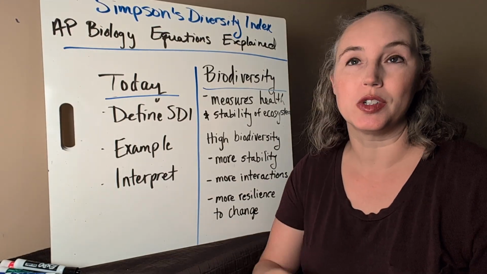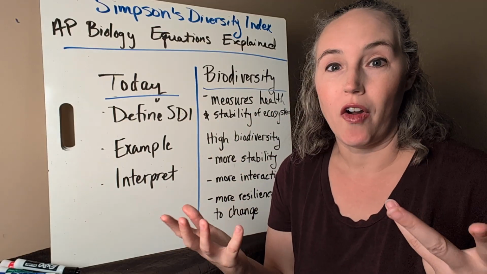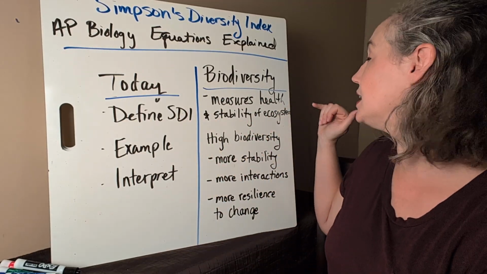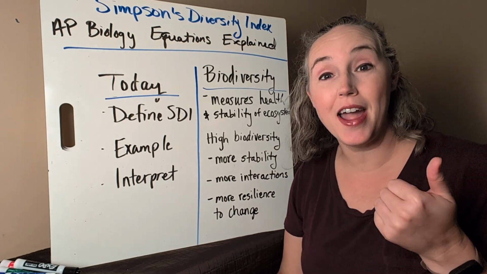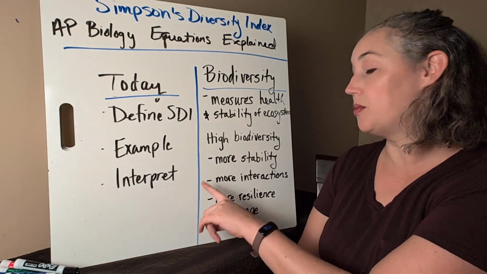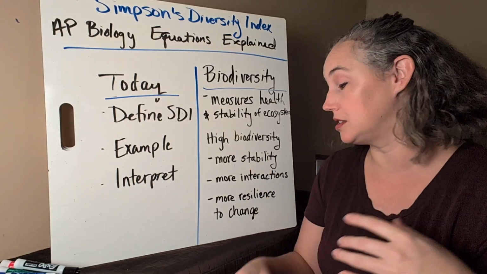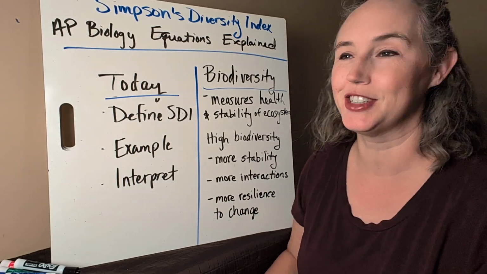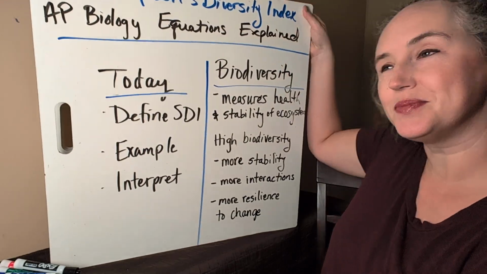Biodiversity doesn't just measure how many species there are in an area, it's actually helping us measure the health and the stability of an ecosystem. Because the higher the biodiversity, the more stability there is, the more interactions there are among species, and the more resilient that community is to change. Let's look at the formula.